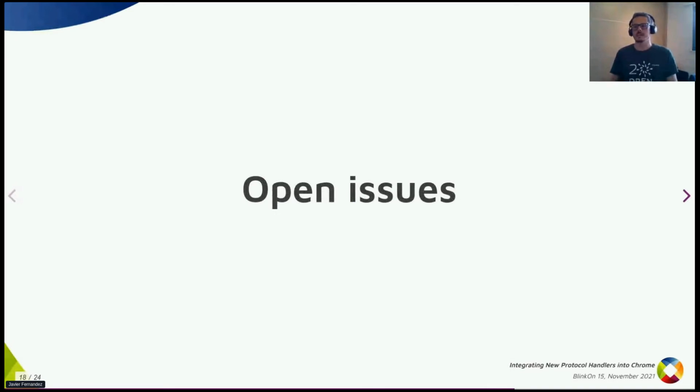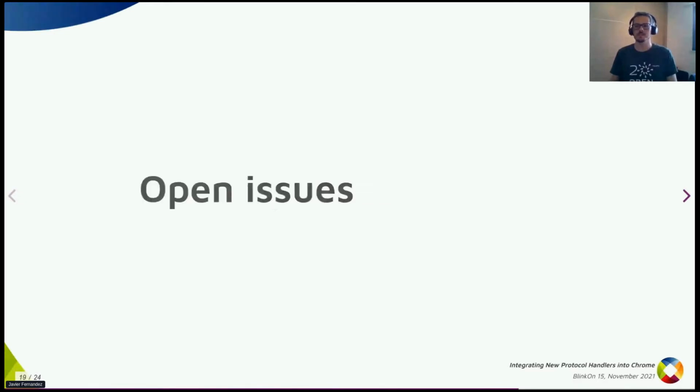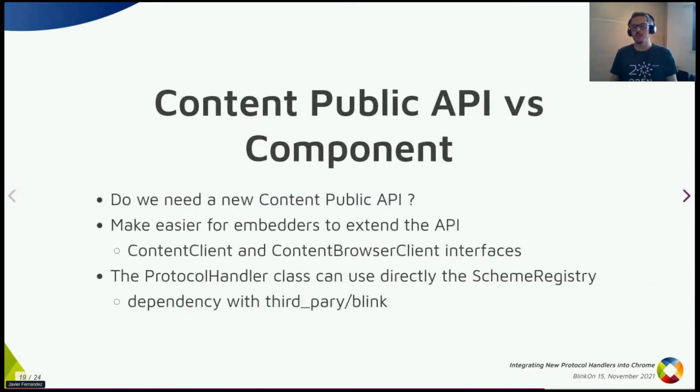This design and the implementation, the prototype we are working on, we still have some open issues that I will describe now, and hopefully we can discuss them later. The main one is the decision about going with the content public API or a new component. It's debatable if the protocol handler logic needs a new content public API.